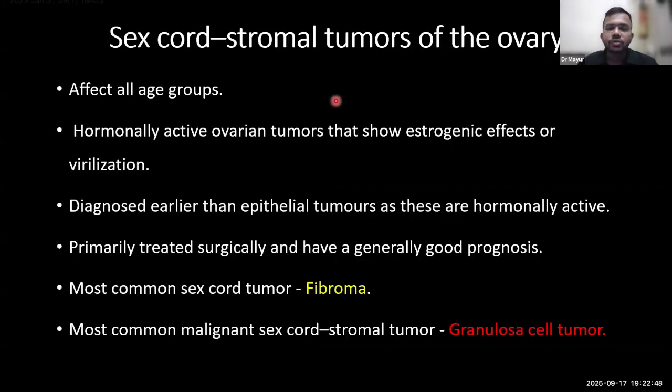Sex-cord stromal tumors of the ovary affect all age groups. They are hormonally active tumors having estrogenic effects or virilization. Hence, they are diagnosed earlier than the epithelial neoplasms. They are primarily treated surgically and have a good prognosis. The most common sex-cord stromal tumor is a fibroma, and the most common malignant sex-cord stromal tumor is a granulosa cell tumor.